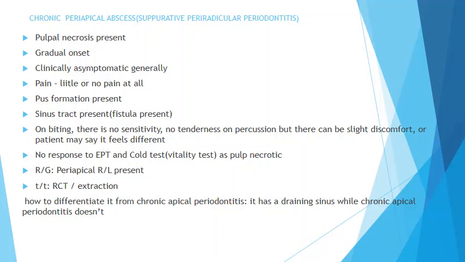How to differentiate it from chronic apical periodontitis? Because the same things apply: there is no response to EPT or cold test, tenderness to percussion might or might not be there, or the patient may feel different. So the difference is that it has a draining sinus while chronic apical periodontitis does not. Chronic apical periodontitis does not have a draining sinus and chronic periapical abscess has a draining sinus. So this is all we need to know about the chronic periapical abscess. Again and again I'm mentioning this, the presence of sinus tract or fistula means chronic periapical abscess.